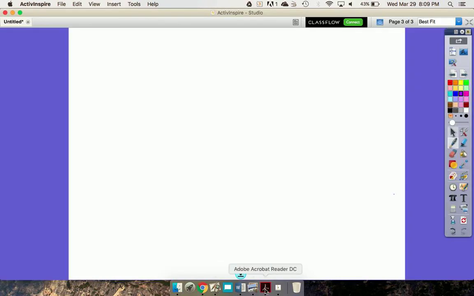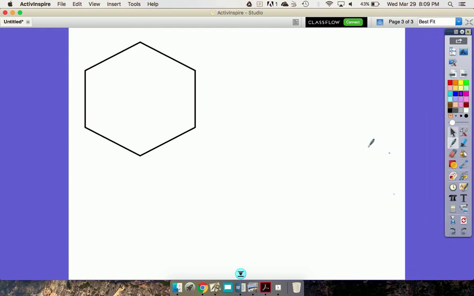We need a 6-sided figure. So, unfortunately, to give you guys a good picture, I don't think I have a 6-sided figure. Oh, I do. Sweet, I have a hexagon in here. Awesome. So we're going to assume this is a regular hexagon. So by that we assume that all the sides are the same and all of the angles are the same.